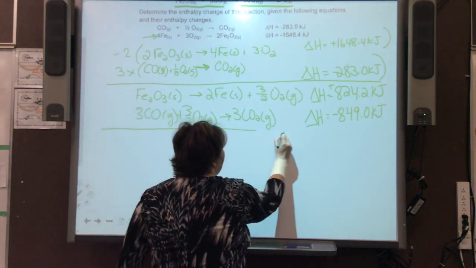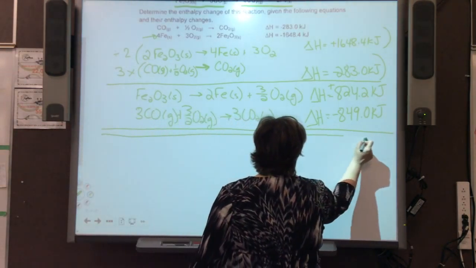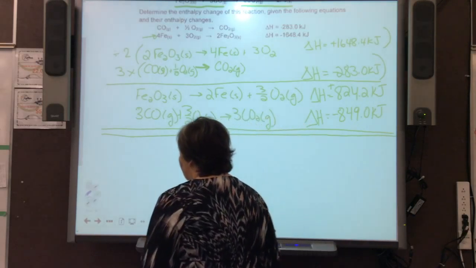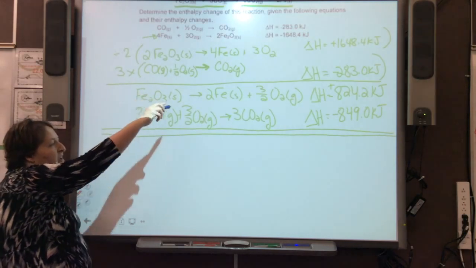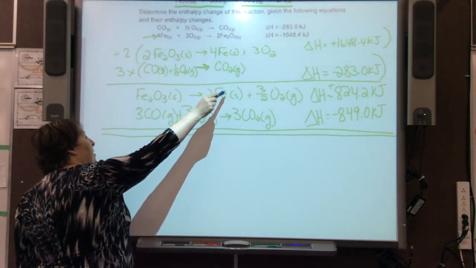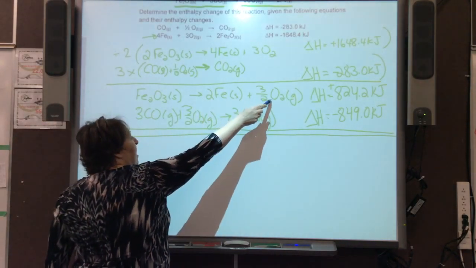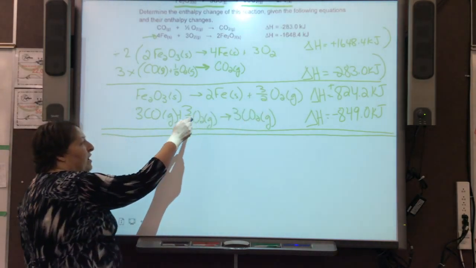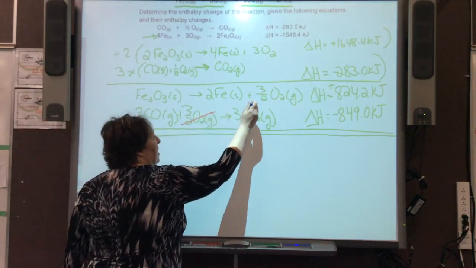So our overall net, just show net by doing a double line. We're going to cancel out like terms. We have iron 3 oxide, but none on the product side. We have iron on the product side, but none on the reactant side. We have 3 halves of oxygen on the product side. We also have 3 halves of oxygen on the reactant side. So we're going to cross those off.